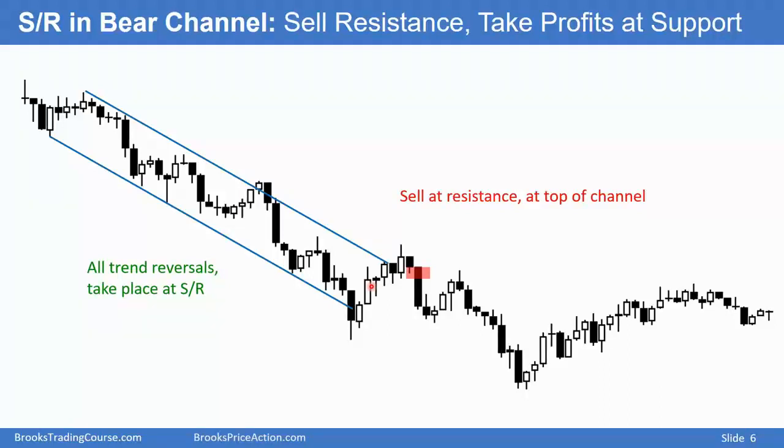Every trend reversal takes place at support and resistance. Whether or not you see the support or resistance, if there's a reversal, there is support or resistance there. If the market's reversing up, it's at some support, a measured move, a trend line. If the market's reversing down, there's some resistance. For example, the top of a bear channel.